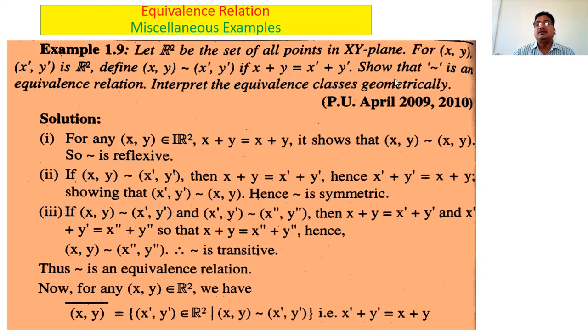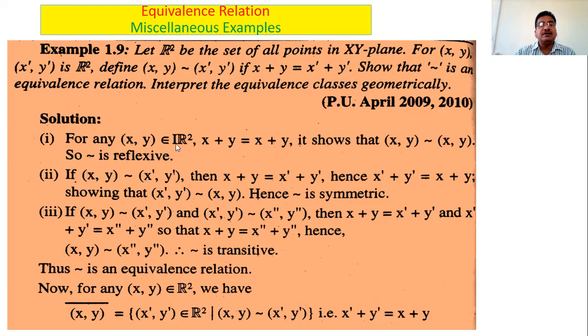So under this relation, two elements are related if x plus y is equal to x' plus y'. And the question is, show that this wiggle is an equivalence relation. That is, we have to show the relation is reflexive, symmetric, and transitive, and interpret the equivalence classes geometrically. We know that if the relation is reflexive, symmetric, and transitive, then the relation is an equivalence relation. So the first condition is the reflexive property.